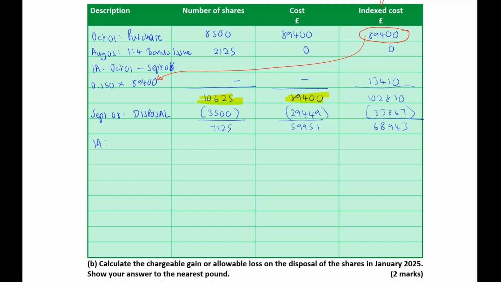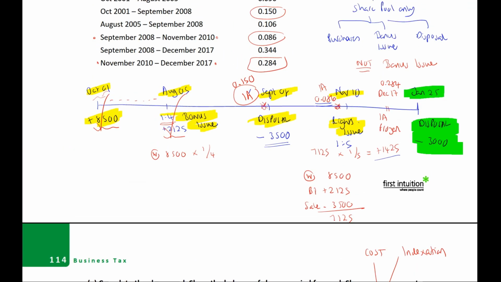Indexation next then. But why? Because the timeline says so. Perhaps you can see at this point in the question, we've done the bonus issue, we've done the indexation, we've just done the disposal. Maybe by now our mind is starting to get a little bit frazzled because there's so many things going on. So we really don't want to have to do too much thinking. I want to just follow some instructions. And here are the instructions.